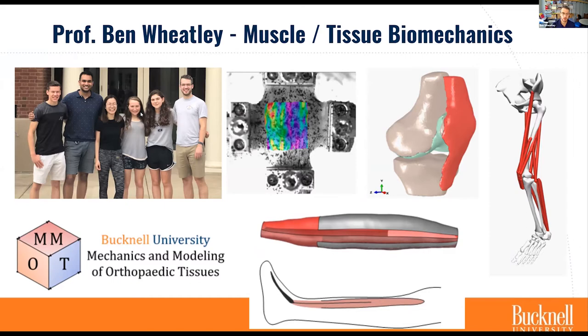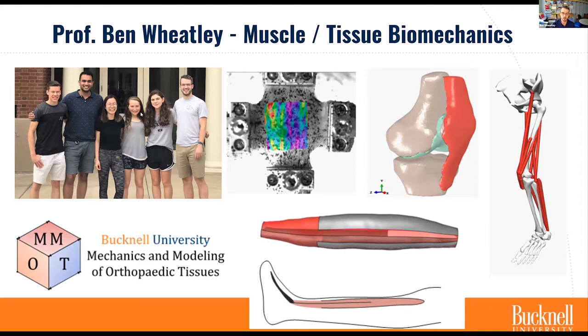And so our group, we are really focused on how musculoskeletal tissues, such as skeletal muscle or tendons or ligaments, function in the body from a mechanical perspective. I'm going to talk more about that later on, but we use a bunch of different traditional mechanical engineering techniques, such as material testing, which is shown in the top there, which is actually a muscle sample being stretched in two different directions at once.